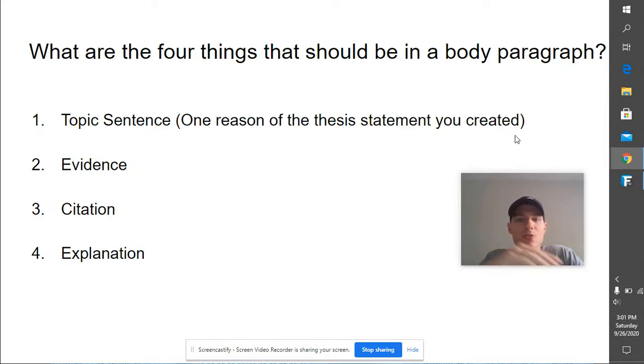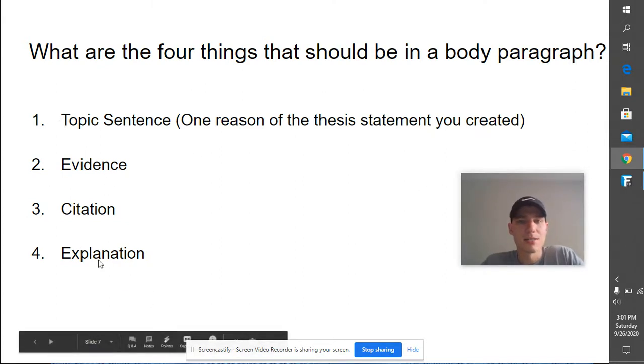Each one of those reasons would have its own body paragraph. So topic sentence number one for body paragraph number one would be Mr. Rizzio is the best teacher ever because he worked harder than any other teacher, period. Then I would give you evidence of that, including a citation, and I would explain my evidence. So each of these body paragraphs is going to consist of these four things.